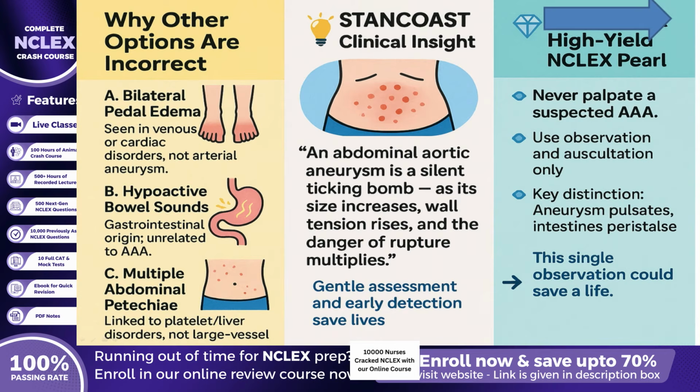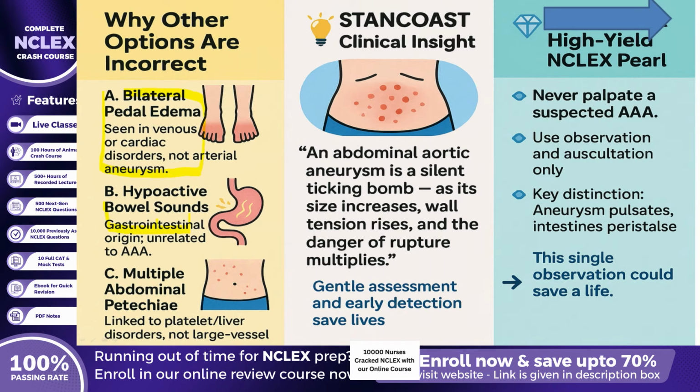Looking at the incorrect alternatives, option A, bilateral pedal edema, does not characterize an abdominal aortic aneurysm. Edema typically occurs in conditions involving venous congestion, right-sided heart failure, or renal dysfunction, whereas AAA primarily affects arterial flow. In such cases, lower extremities are more likely to display coolness, pallor, diminished pulses, and delayed capillary refill rather than swelling.